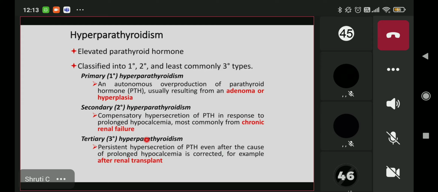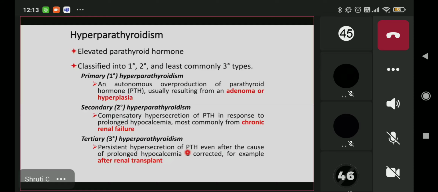And tertiary hyperparathyroidism is the persistent hypersecretion of parathyroid hormone even after the cause of prolonged hypocalcemia is corrected. Okay, so this is usually seen in transplant patients.